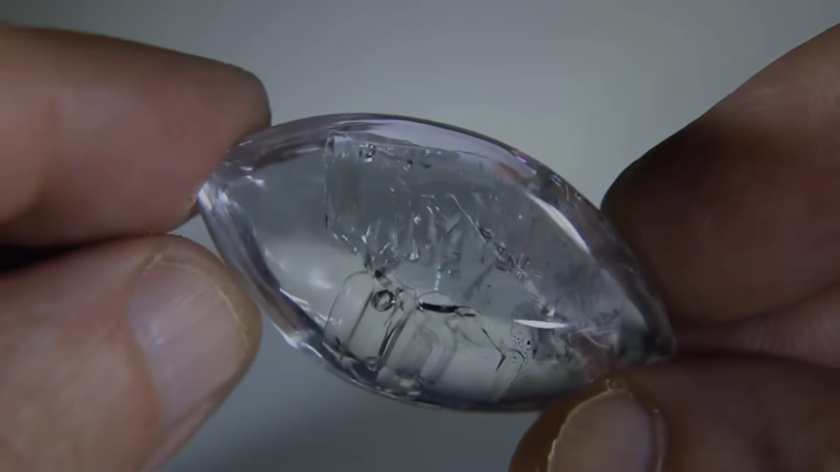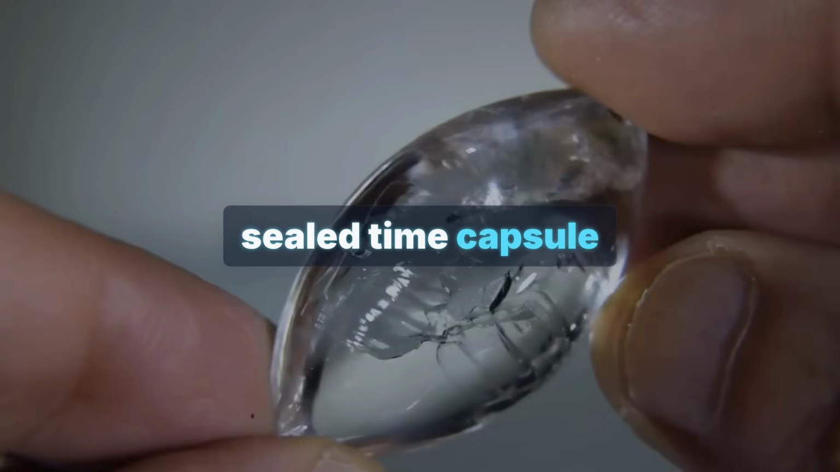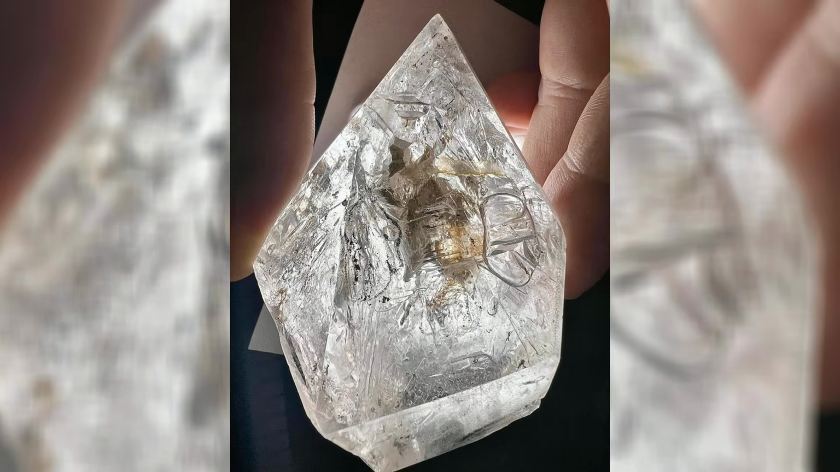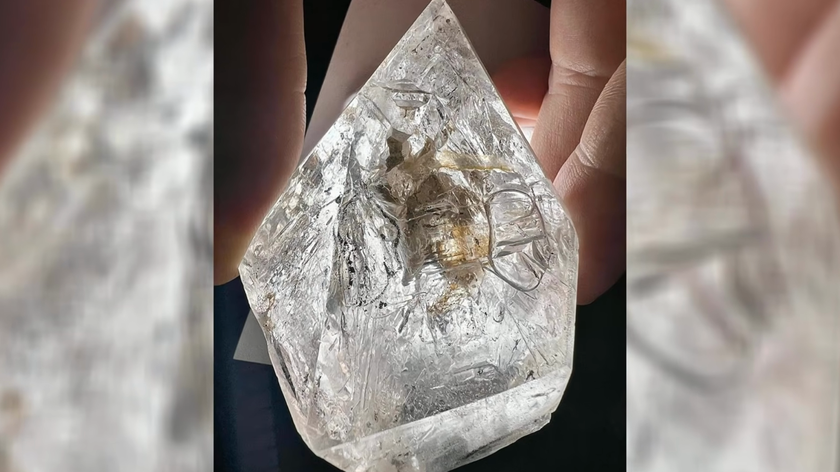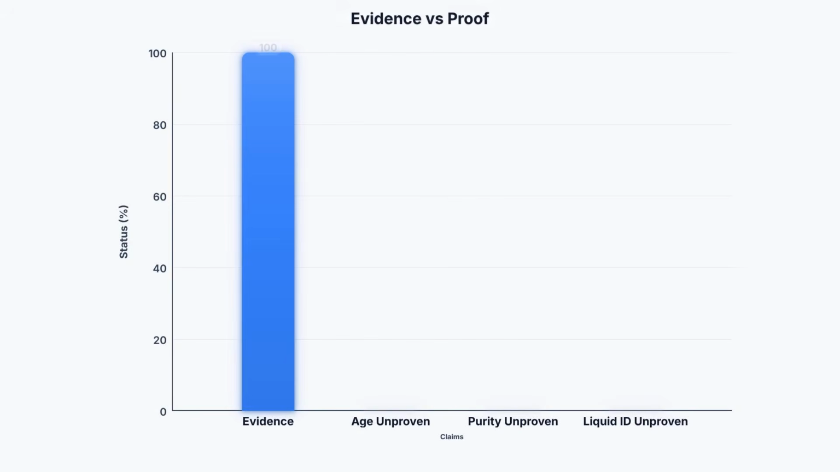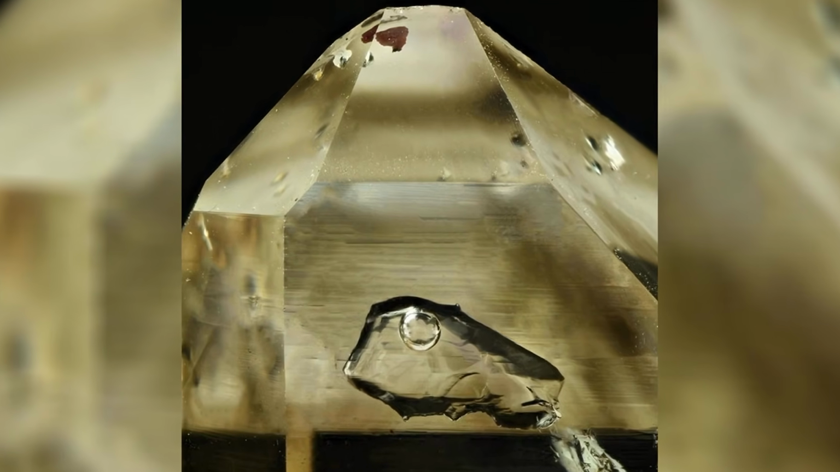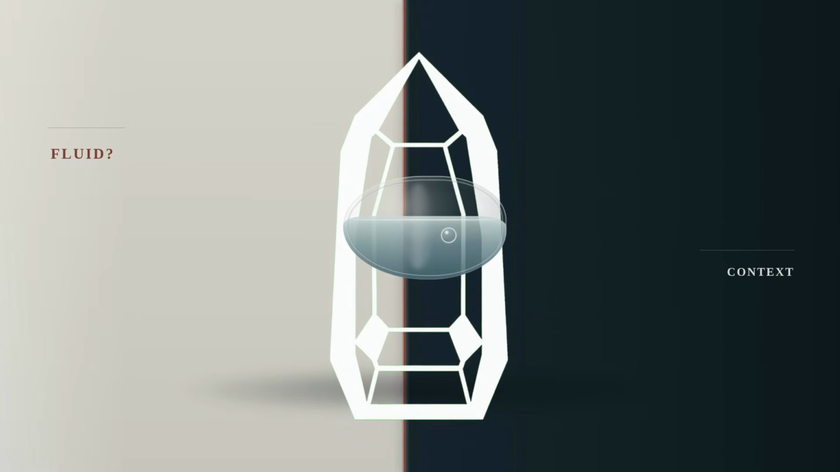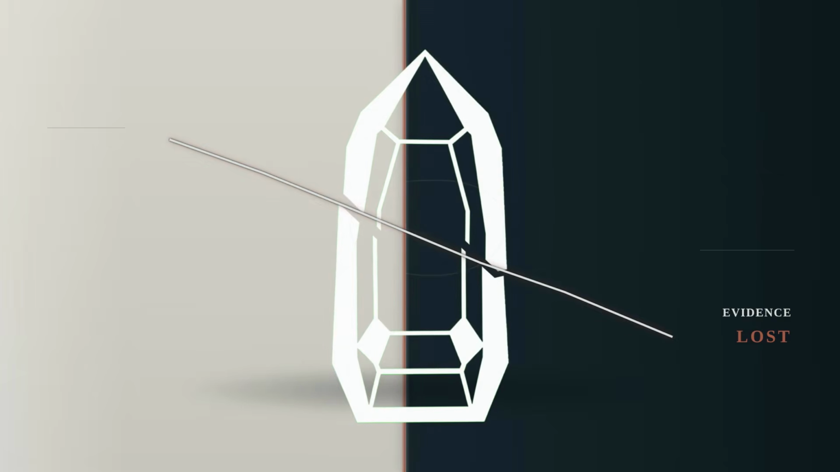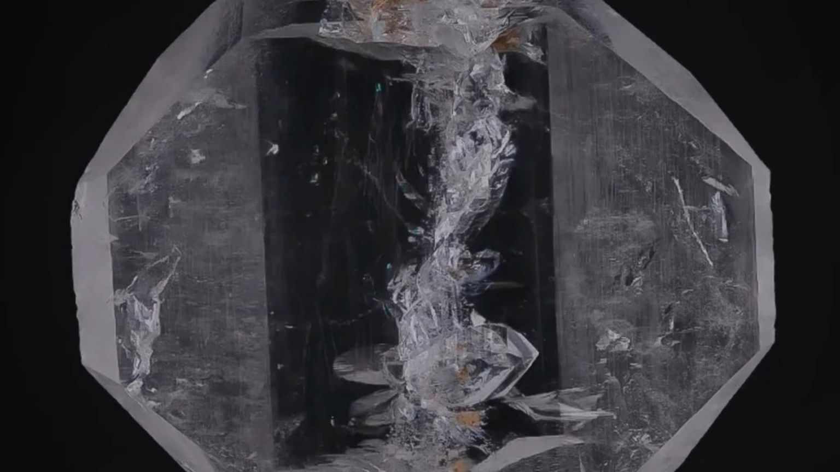An Enhydro quartz crystal can look like a sealed time capsule. Hold it against a steady light, tilt it slowly, and a dark bubble may glide through a clear pocket inside the stone. That movement is real evidence. But it does not prove the liquid is ancient, untouched, or even water. And if you crack the crystal to find out, you may destroy the only evidence that could have answered the question. So before anything else, leave the specimen exactly as you found it.